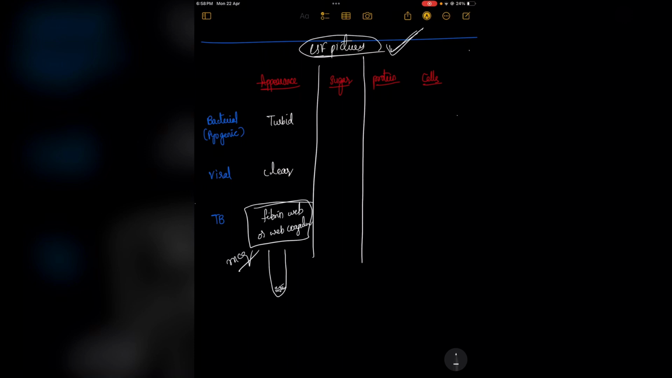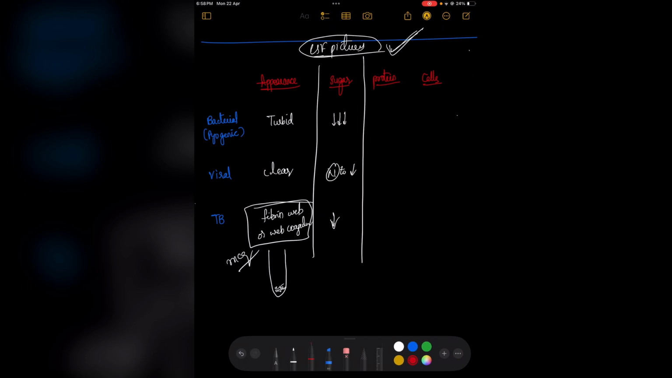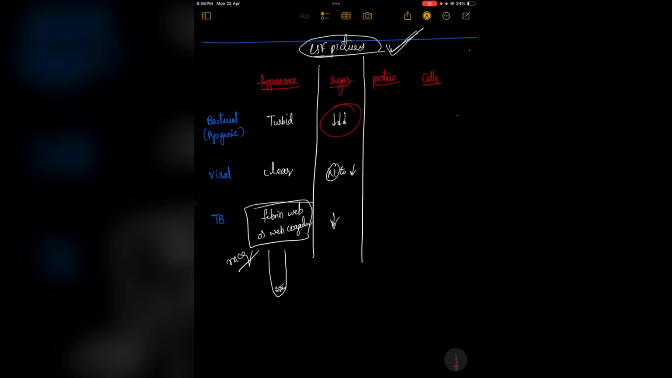Sugar. Pyogenic organisms or bacteria love sugar, so they tend to eat the sugar in the CSF. So sugar will be very low in pyogenic meningitis. Viral, you can say normal to low. It's not very significantly low, but it will be borderline low. In TB also it can be low, but not very low as such in pyogenic meningitis. Here the important thing is pyogenic meningitis has very less amount of sugar.